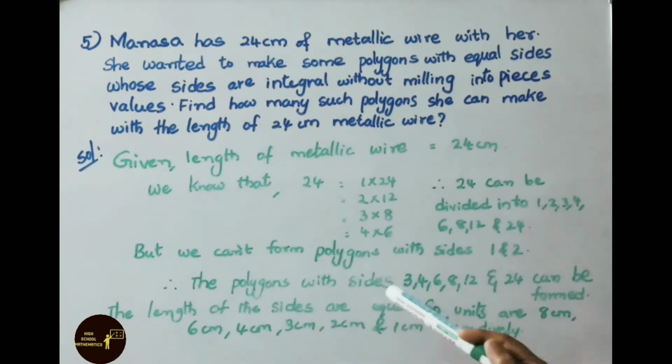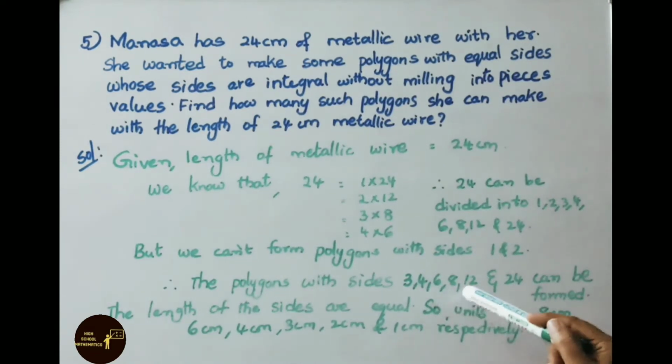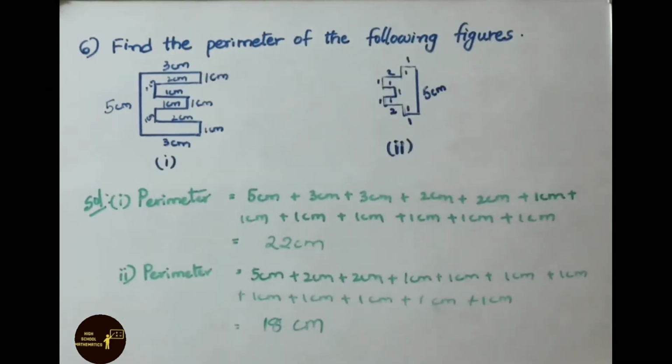Therefore, the polygons we can form for the given length have sides 3, 4, 6, 8, 12 and 24. Therefore, the lengths of the sides are equal. So, the side units are 8 centimeter, 6 centimeter, 4 centimeter, 3 centimeter, 2 centimeter and 1 centimeter respectively.